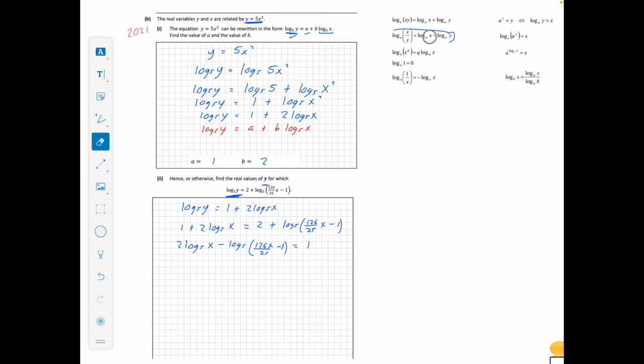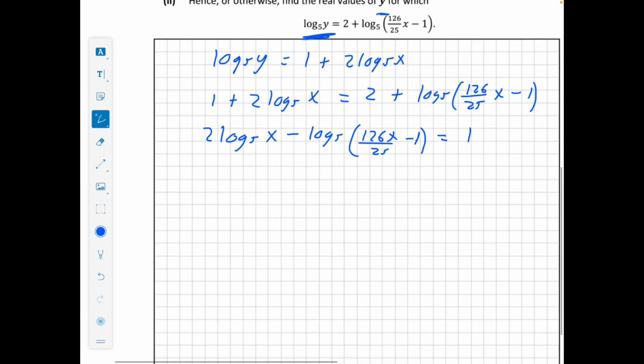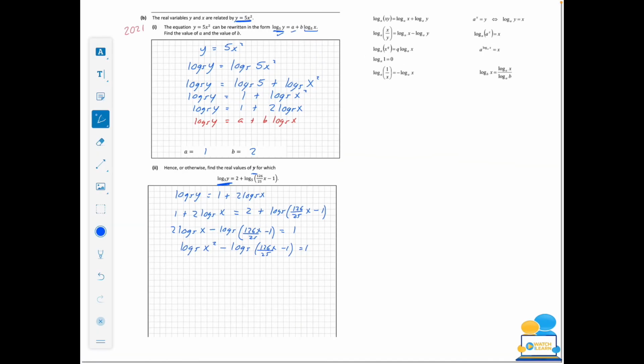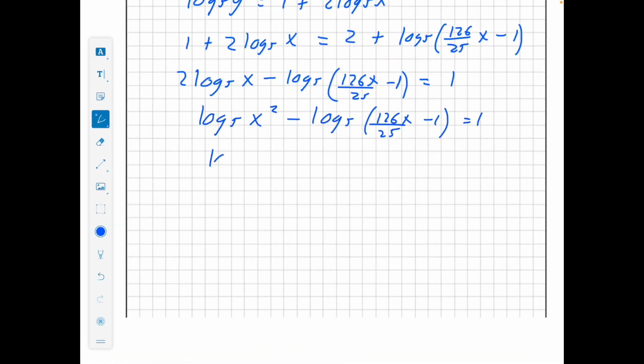Okay, now I'm subtracting. I'm pretty sure at some stage I'm going to have to use this rule. Okay, but I need to see, can I use it directly? No, because of this 2 in front here. So I need to use this rule here to get rid of the 2 from in front. I'm going to make it a power. So it's log to base 5 of x squared minus log to base 5 of 126 over 25x minus 1 is equal to 1.